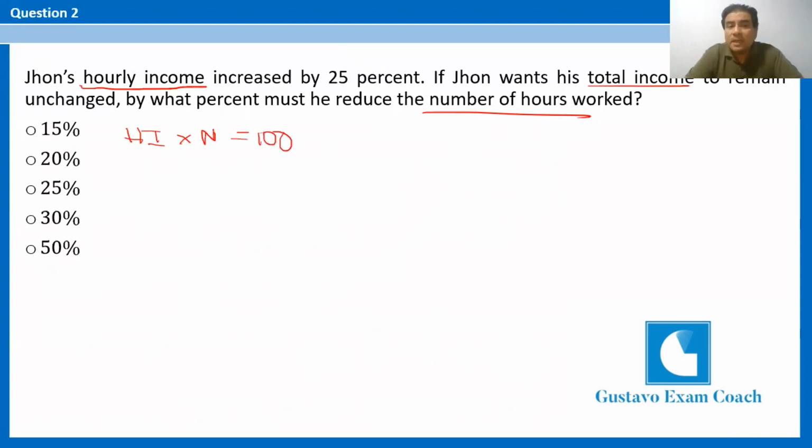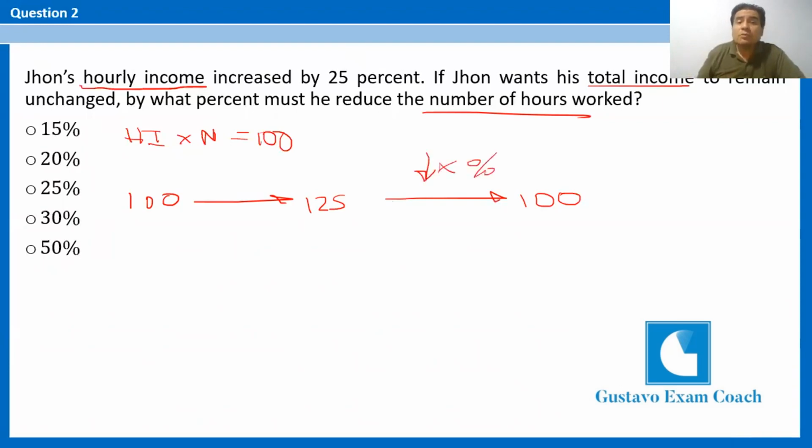Now think about it. If this person increases his hourly income by 25%, only the hourly income, then everything increases by 25%. So it's 125 now. But if he wants his total income to remain unchanged, that's like saying this person wants to return to the original $100 he earned. So now what I need to know is what percent in the number of hours he must reduce so that he gets to the original income.